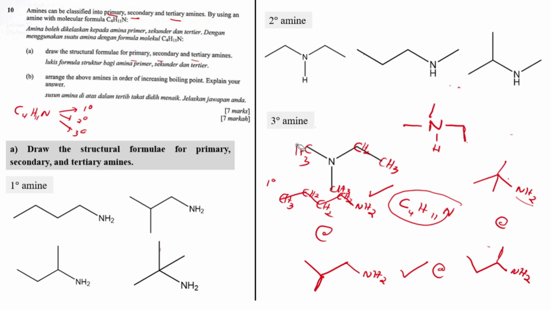Okay, so this is how you draw your primary, secondary, and tertiary amines from the molecular formula given. And then now you need to answer question number B here. For question number B, you need to arrange the above amines in the order of increasing boiling point, and then we need to explain the answer.